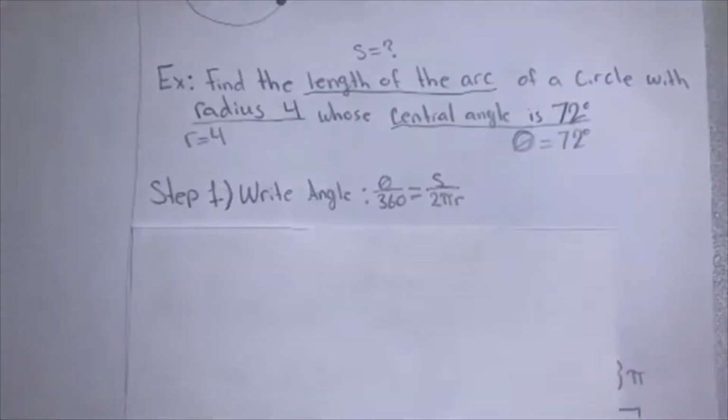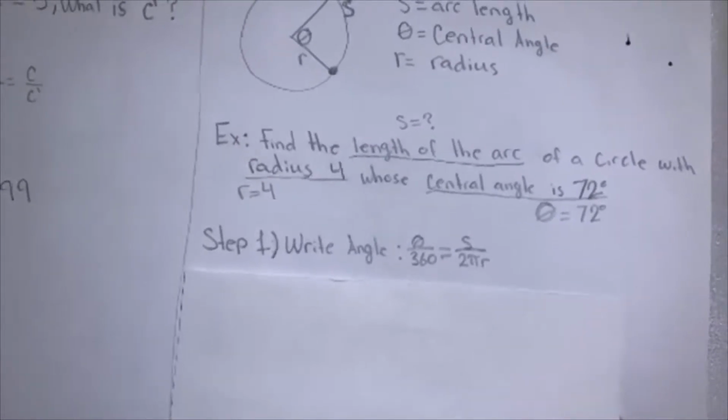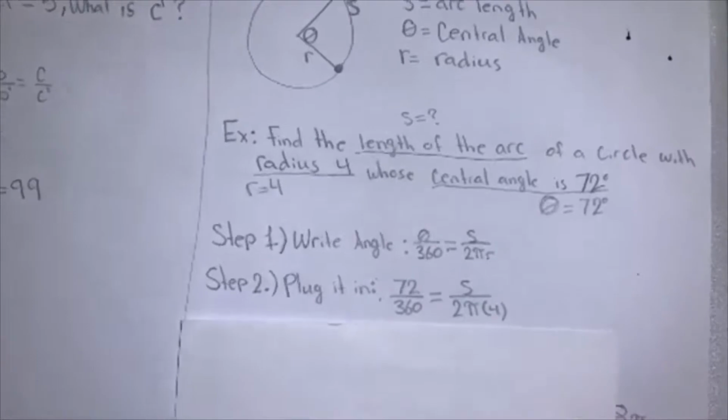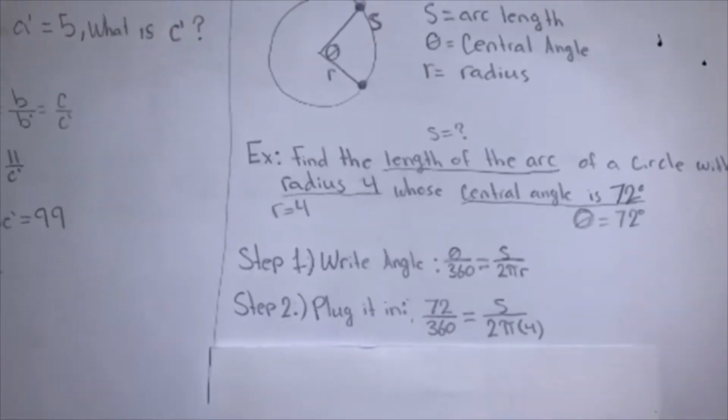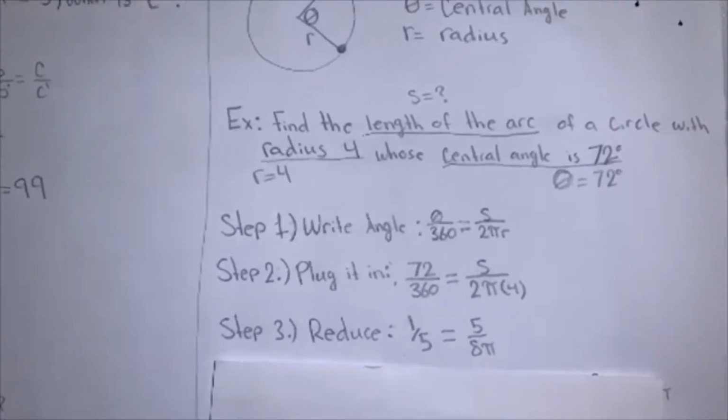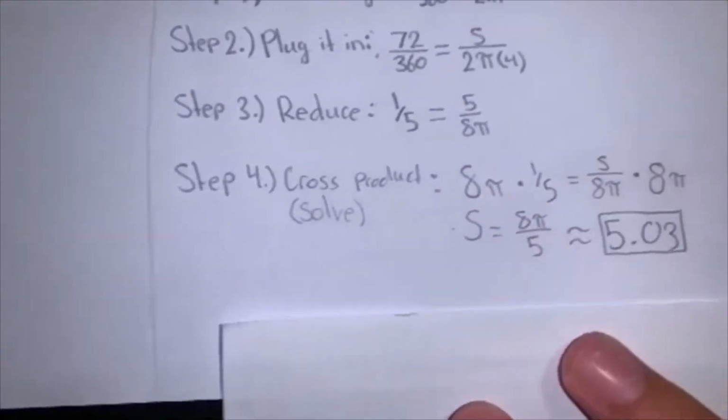In step 1, we write the angle, which is theta over 360 equals S over 2 times pi times r. And in step 2, we plug it in. Then in step 3, we reduce. Then finally, we cross product and solve.